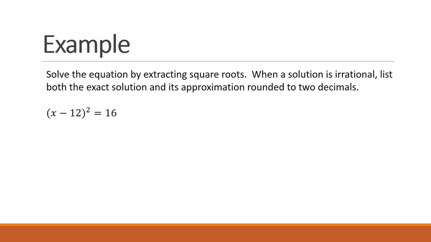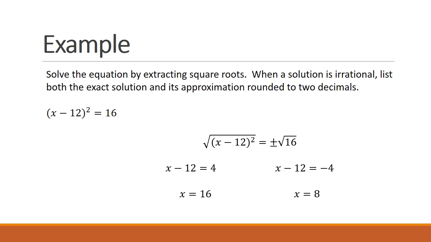I'm going to solve this one by extracting square roots. Now it says when a solution is irrational, list both the exact solution and its approximation rounded to 2 decimals. So in other words, simplify the square root. Pause the recording to try this and resume the recording to check your answer. Taking the square root first, we get plus or minus the square root of 16, which means we need to find out where x minus 12 equals 4, but also where x minus 12 equals negative 4. Our solutions are 16 and 8.